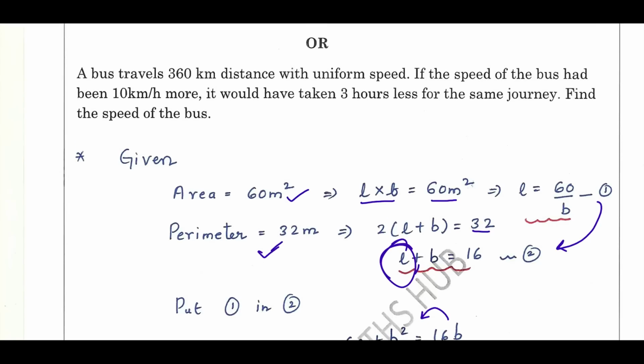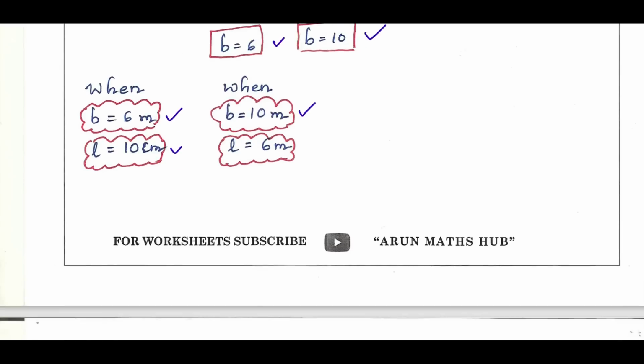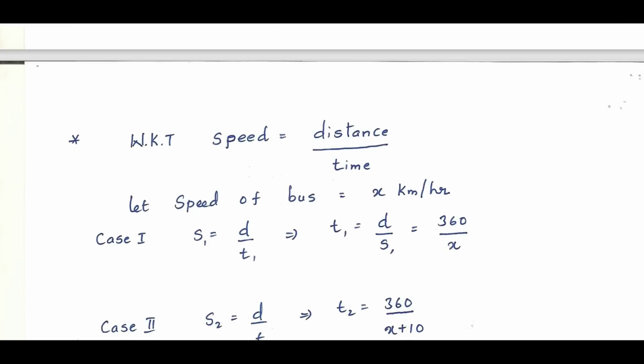Similar question based on speed and distance. A bus travels 360 kilometers distance with uniform speed. The distance is 360 kilometers. If the speed of the bus had been 10 kilometers per hour more, it would have taken 3 hours less for the same journey. Find the speed of the bus. I have solved many similar questions on my channel, do check them.